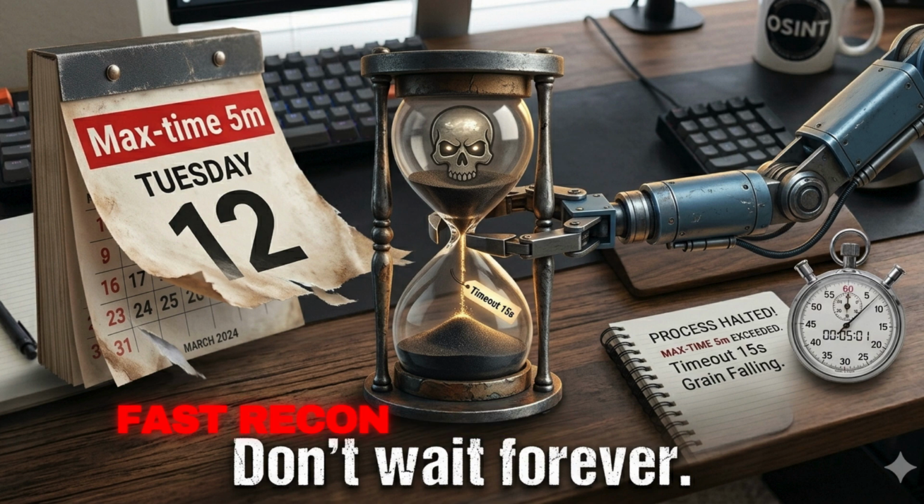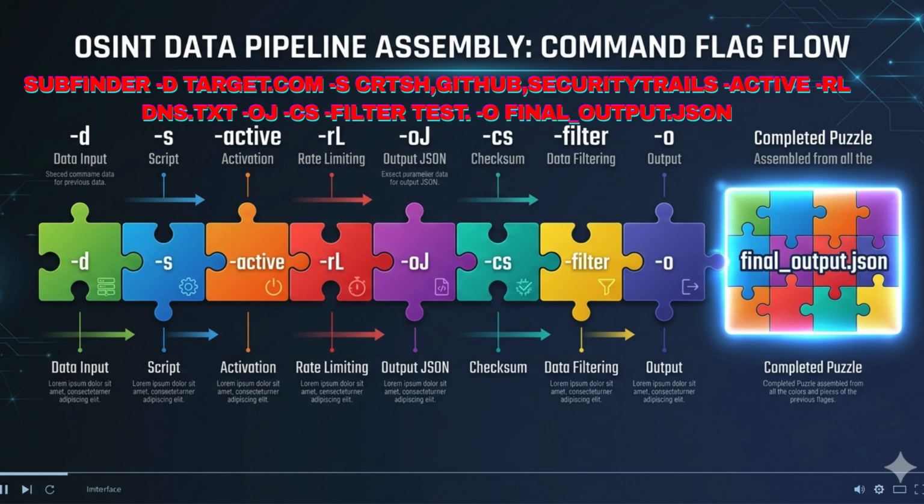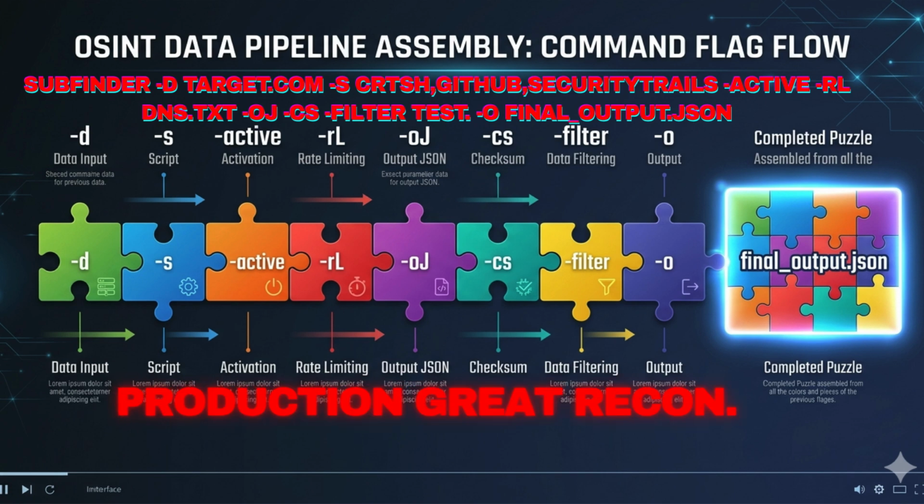Well, fast, recon, smart. Let's build a real command. We want passive enumeration from trusted sources only. Save JSON with source info. Resolve live subdomains with a custom resolver and exclude test subdomains. Here it is. You can see it on the screen. That's production-grade recon. Run it weekly to monitor your organization's external attack surface. Passive first, active second, always organized.